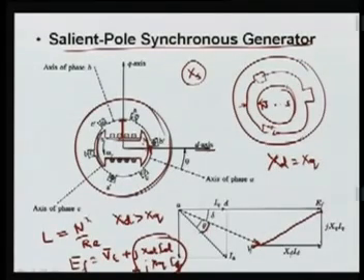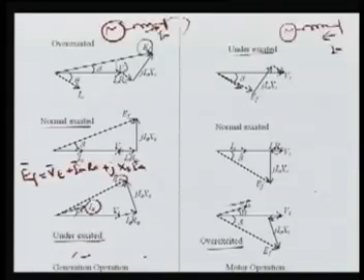And this generator is used in hydro generators, because it is not only a two-pole machine; we can go for several pole machines, and then the speed will change accordingly. We know this speed in RPM is 120 f upon P, where P is the number of poles.